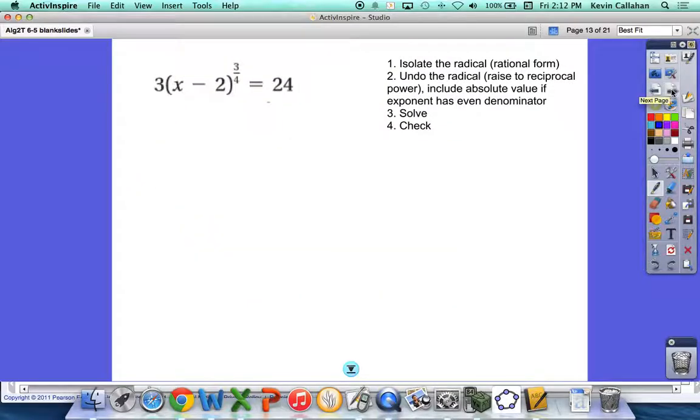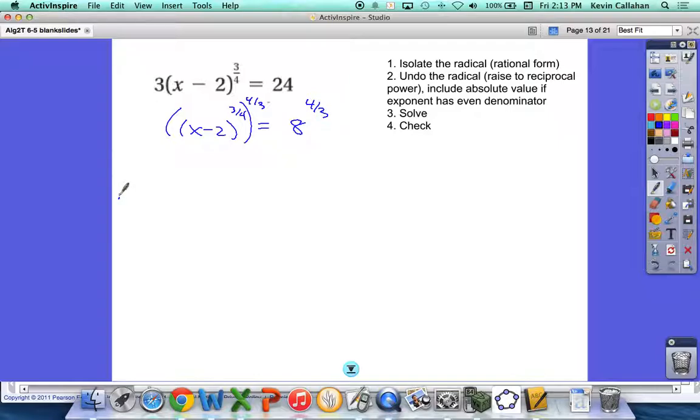Okay, and then again, this is the one we already did. Isolate. x minus 2 to the 3/4 equals 8. Okay, raise it to the reciprocal power. What's the reciprocal? 4/3. So to raise this to the 4/3, which means you got to raise this to the 4/3.